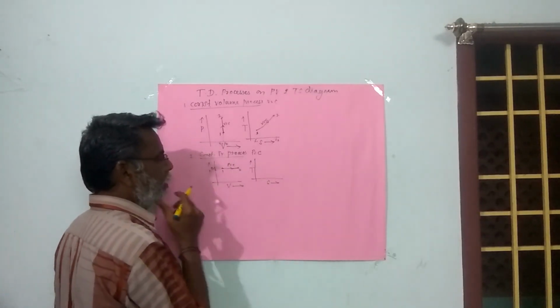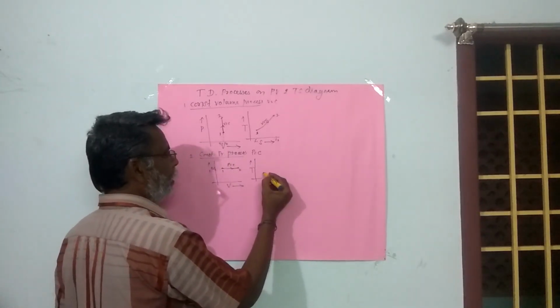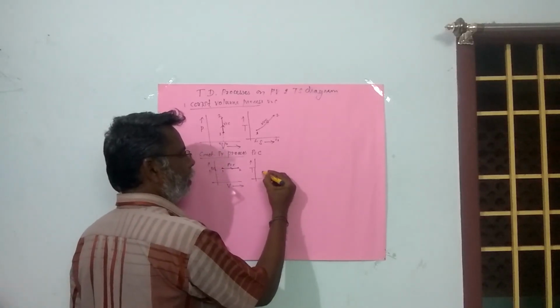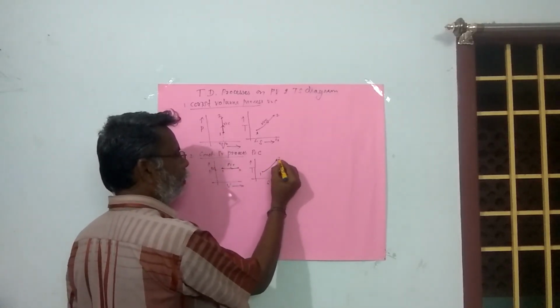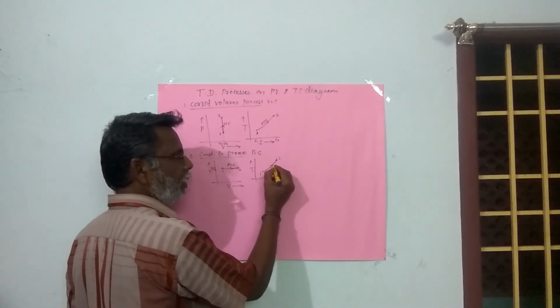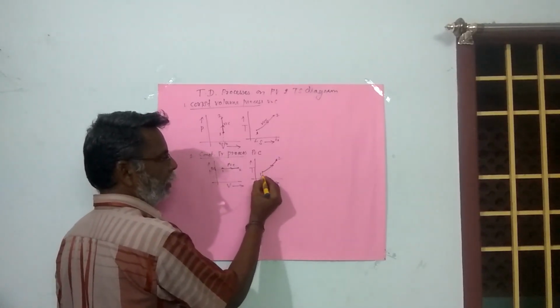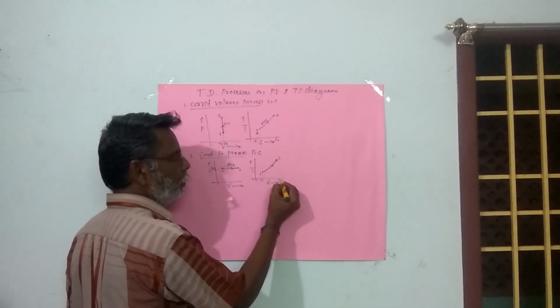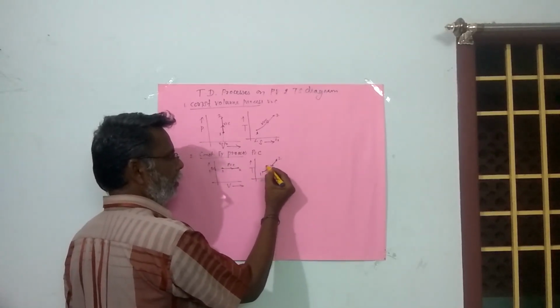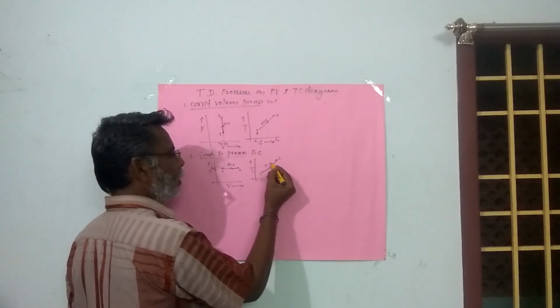Now let me represent the same process on a temperature-entropy diagram. Here the process curve is like this, from 1 to 2. Here also there is an increase in entropy. This is S1 and this is S2. Here P is equal to constant.